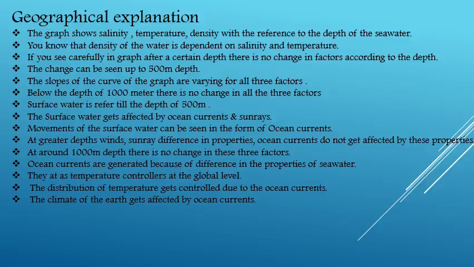After 500 meters, there is no effect, let it be in any part of the globe, in any part of the earth. So the changes or the effects of different properties can be seen in the water only on the upper layer, that is because of the winds and the sun rays. Whatever the change, ocean currents flow or the waves flow, is because of the upper layer only, till the 1000 meter depth. After the 500 meter depth there won't be any change, it will be stable.